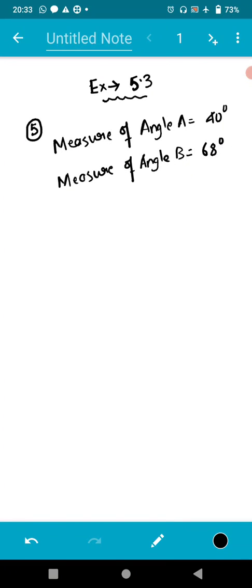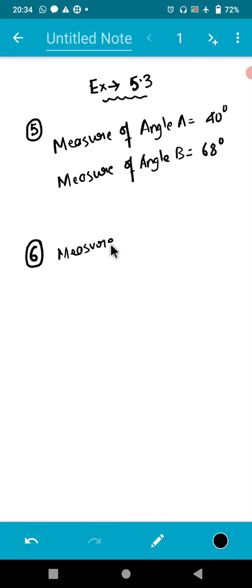Okay, so please see to it that in the first case it should come 40 degrees, and in the second case it should come 68 degrees. Now same thing you have to do for question number 6 also. In question number 6 also some figures are given. Now you have to measure the angle and then say which angle is greater than whose. Fine. So I'm just giving you the measure of the first figure.